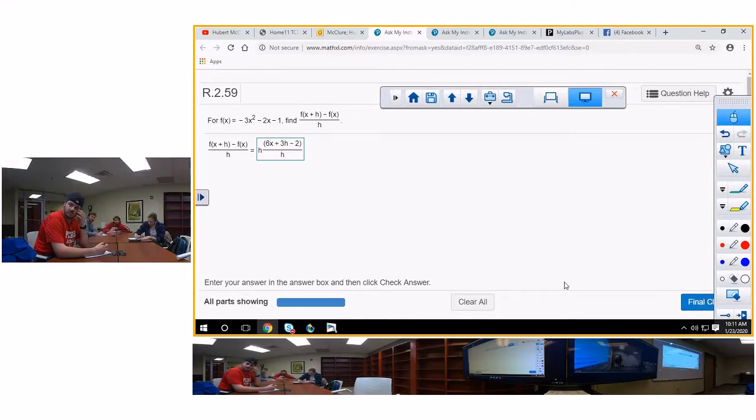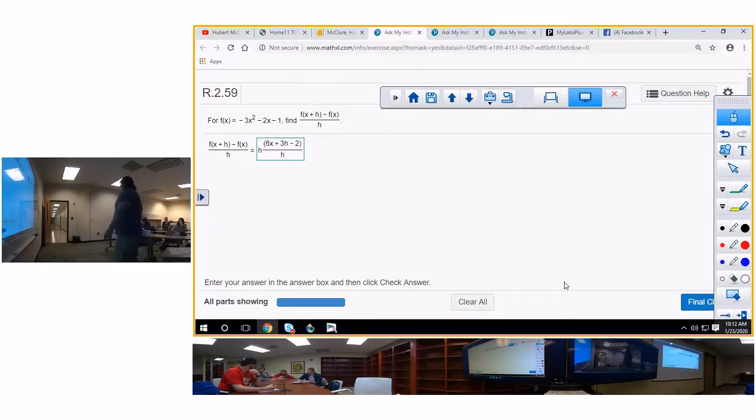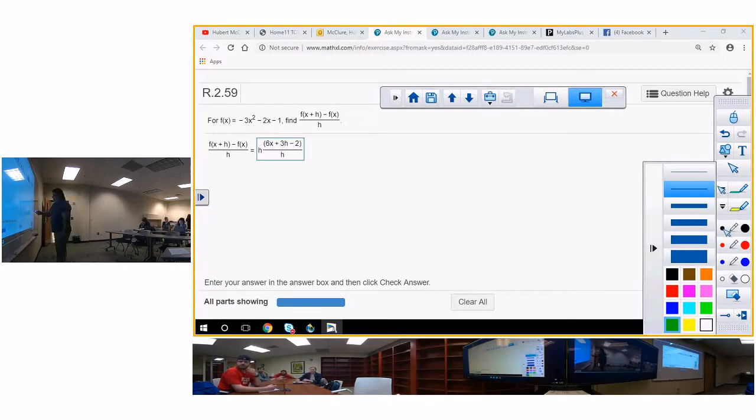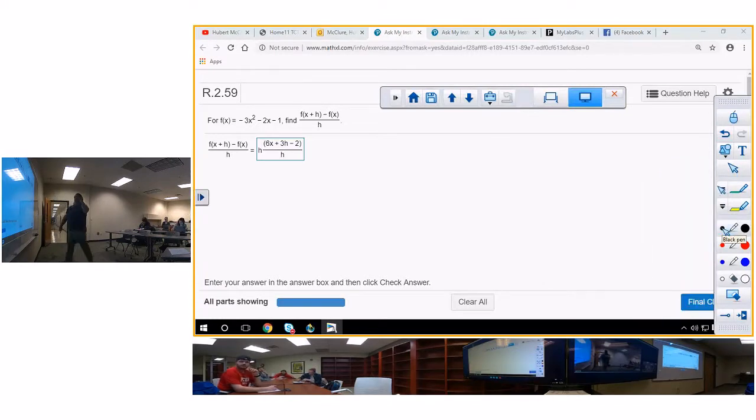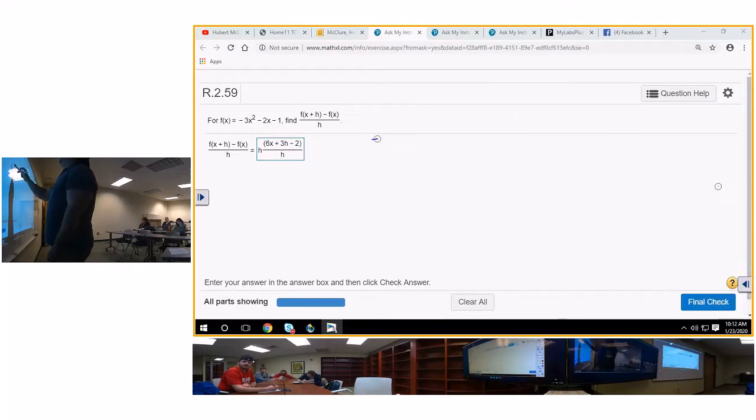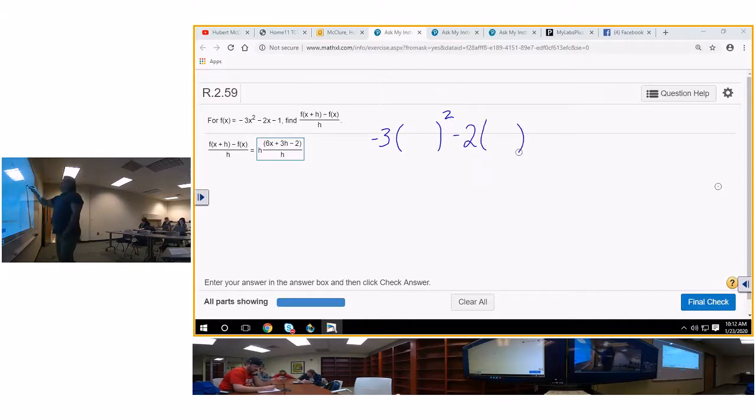Let's see if this works better. But you know, we gotta answer these questions as well. I thought we did that after class. Oh, okay. All right, so here we go. Let's see if this works better. We've got -3, so I'm going to use my blue marker. We've got -3 parentheses squared minus 2 times parentheses, that's it, -1. I'm going to put that in brackets.